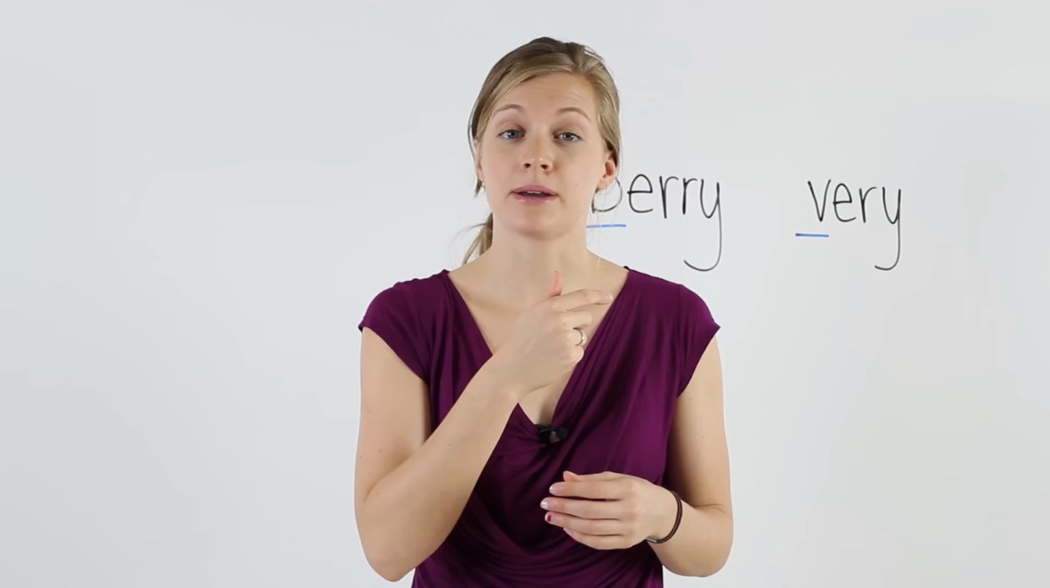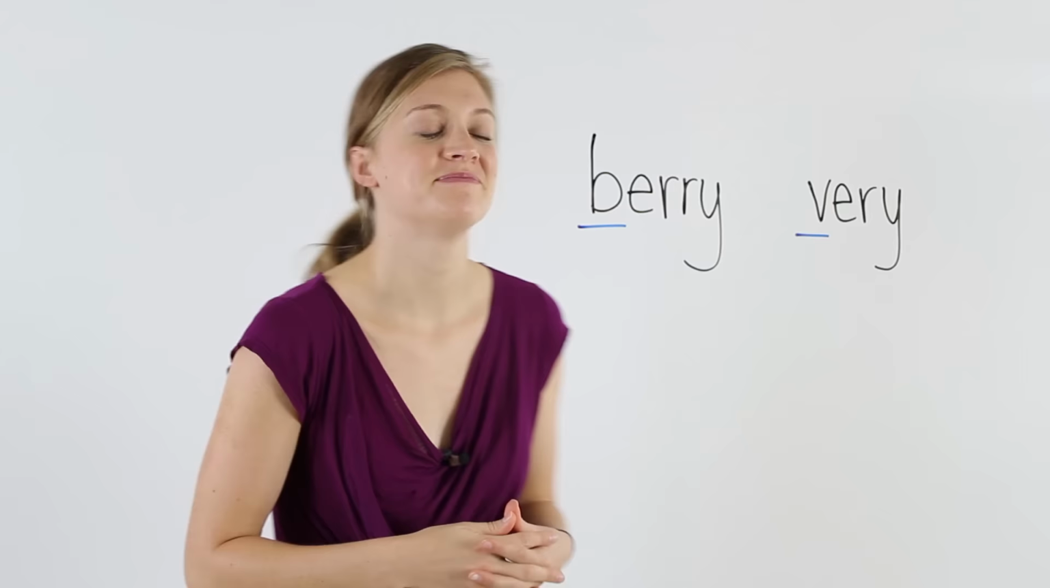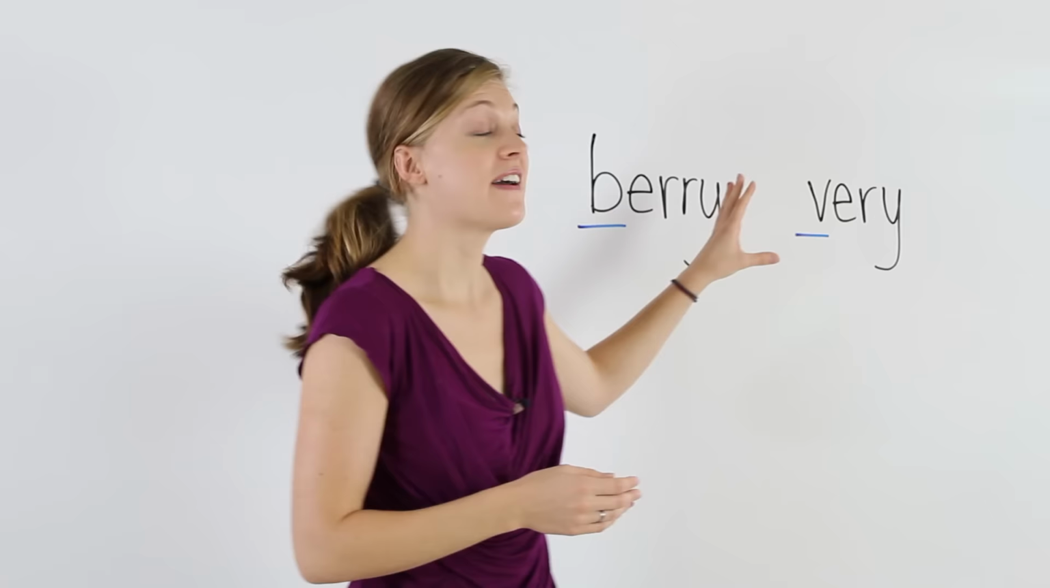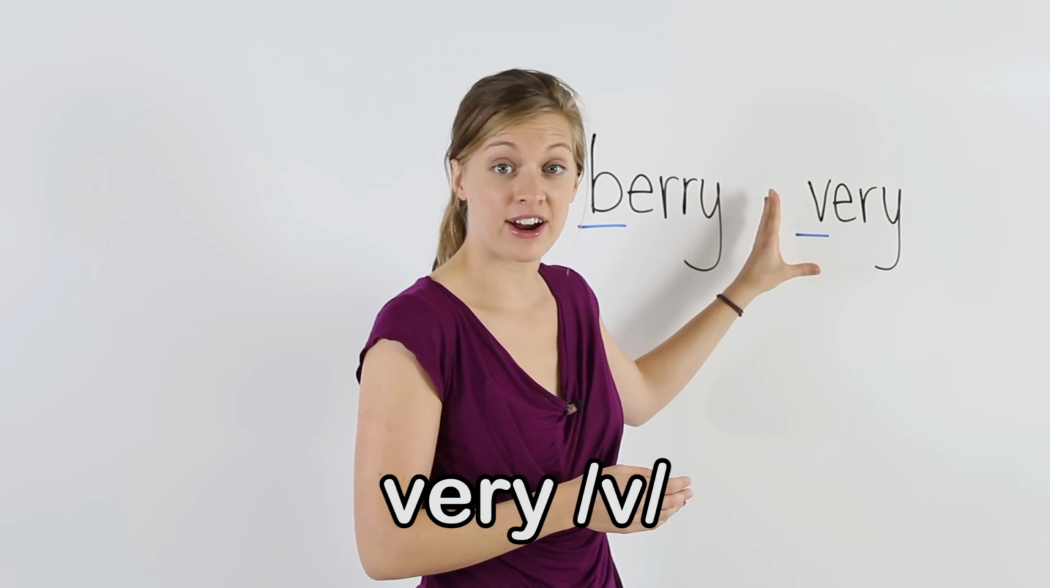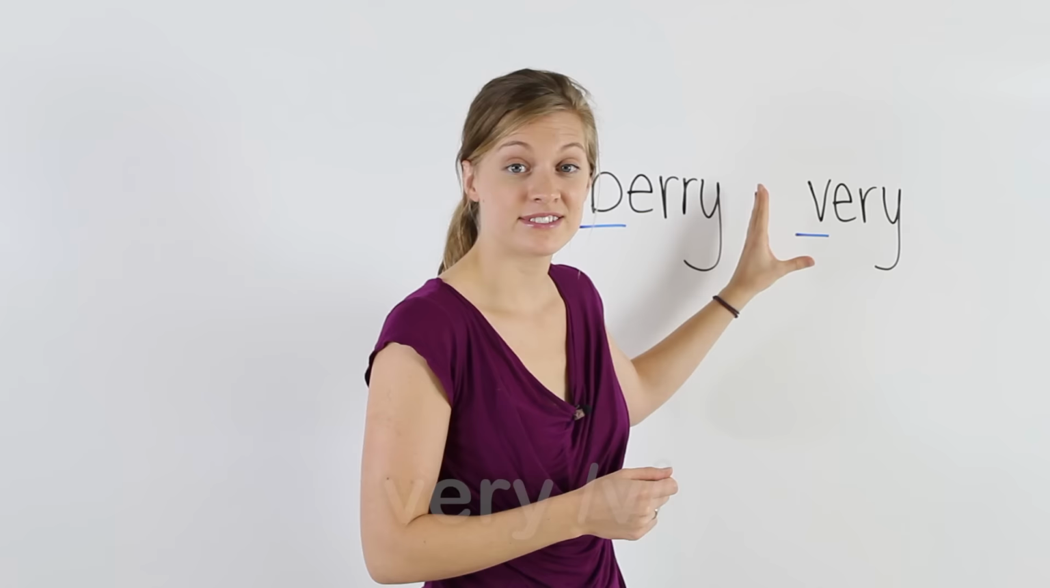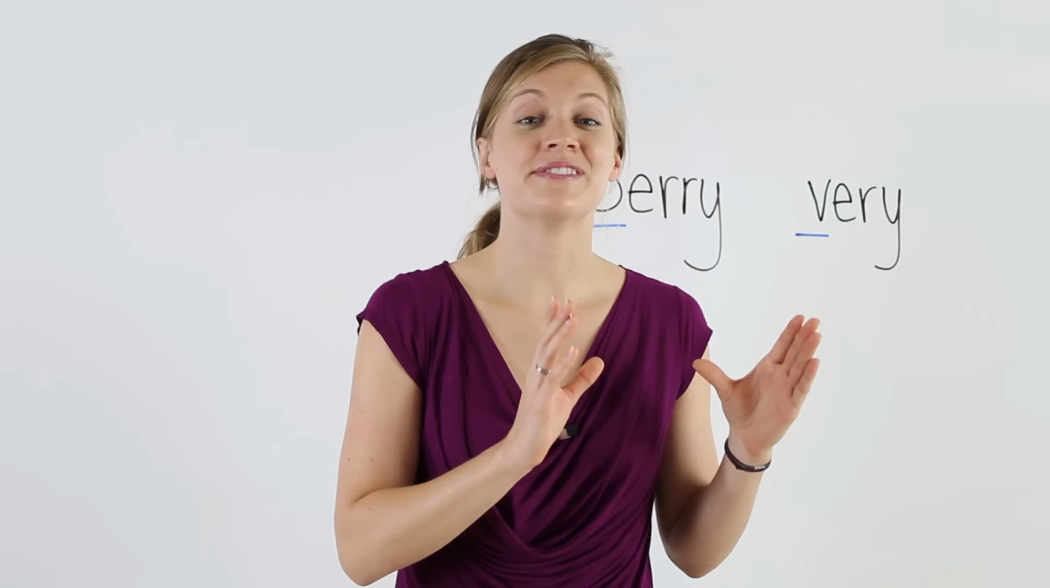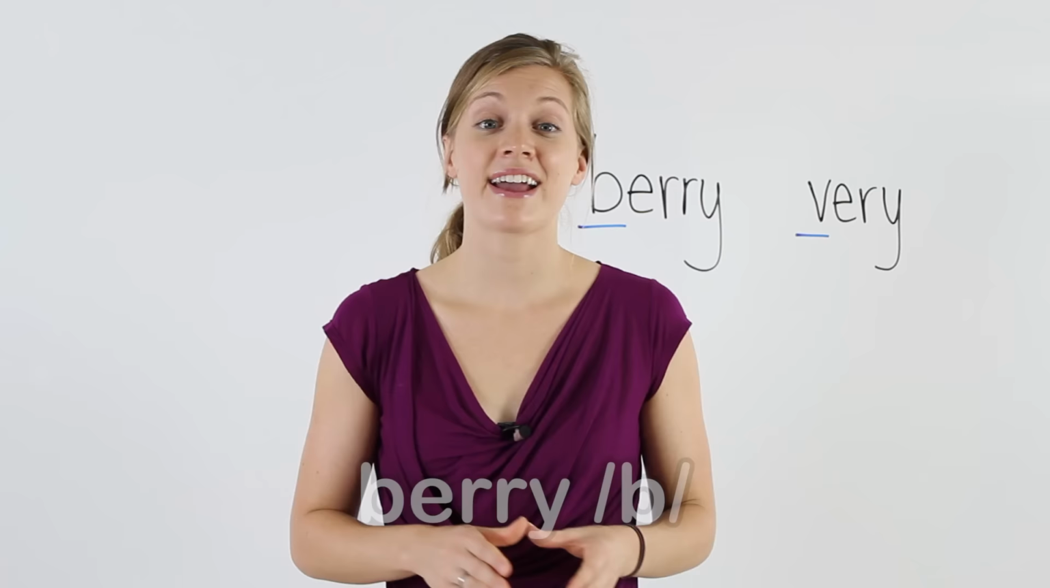Okay, now let's look at our first word. Berry. Let's try it together. Berry. All right, now we're going to look at our second word, very. Let's practice together. Very. Now you can hear the difference in sound between berry and very. Berry and very. Together. Berry and very.